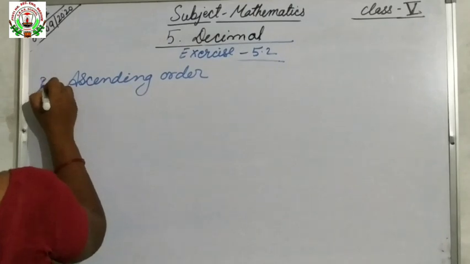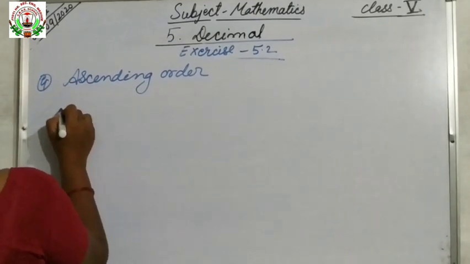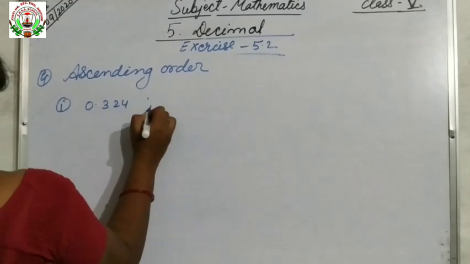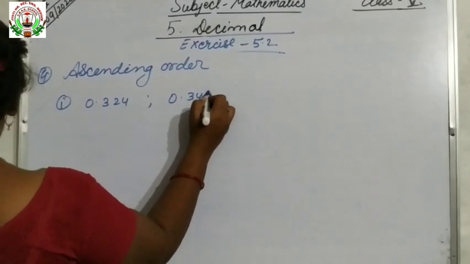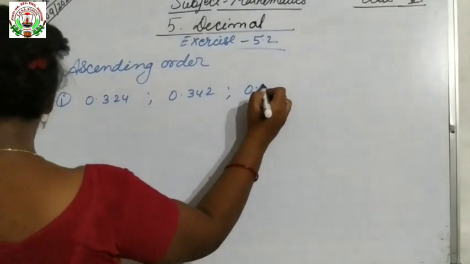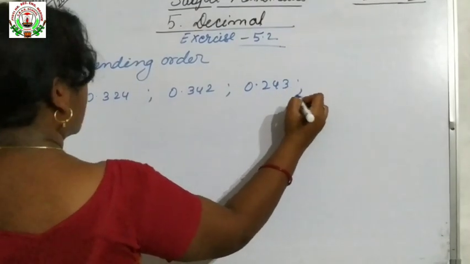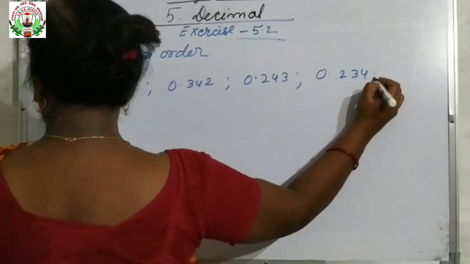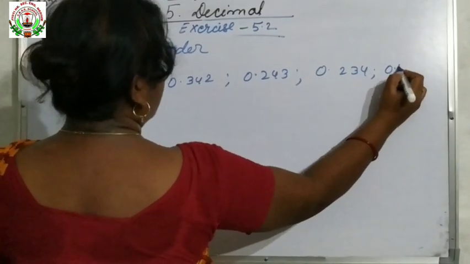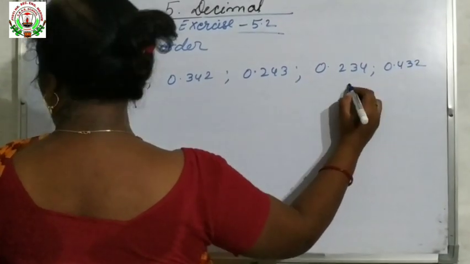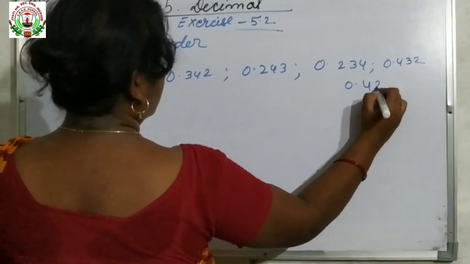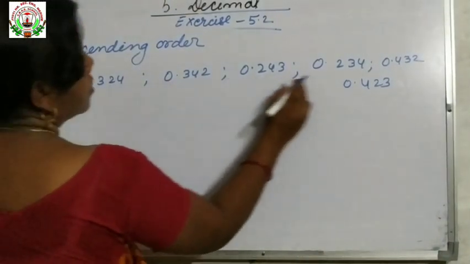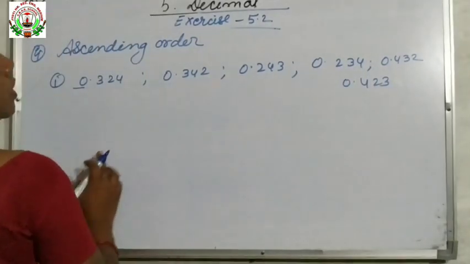It is your question number 4. Now number 1: 0.324, 0.342, 0.243, 0.234, 0.432 and 0.423. Now look here, the whole part is 0 in all the numbers.